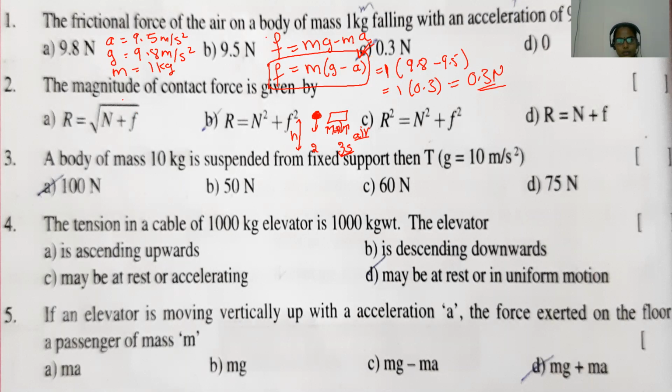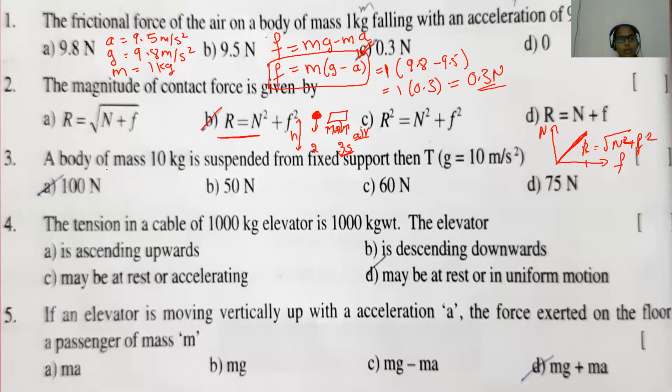Next question, children. Magnitude of contact force is given by what they are asking. See, contact force, this is the contact. The frictional force and normal reaction are acting, and this is the resultant, which we also call the magnitude of contact force. So the resultant R is given by root of N square plus F square. This is the formula, right? The hypotenuse side we can calculate from the opposite and adjacent squares. So R is equal to root of N square plus F square. This is the answer B. Direct question from the synopsis.